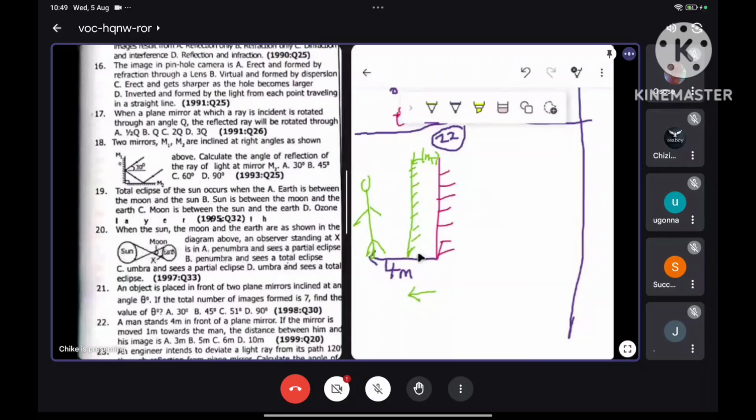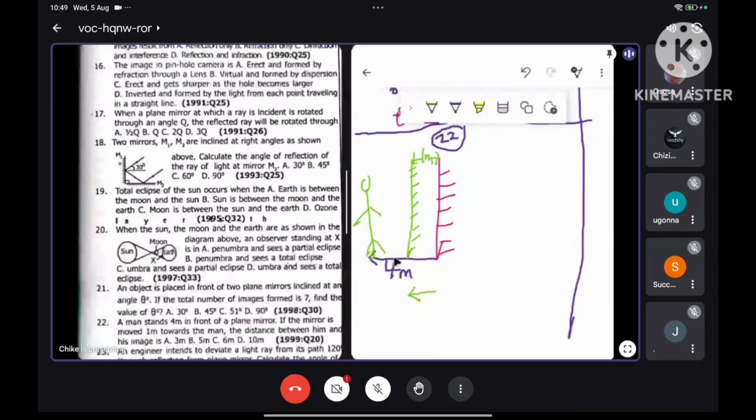Now let me read the question again. The question says, a man stands 4 meters in front of the plane mirror. Question 22. A man stands 4 meters in front of the plane mirror. So initially I drew the man, and this was where the mirror was. It was 4 meters in front of the plane mirror.